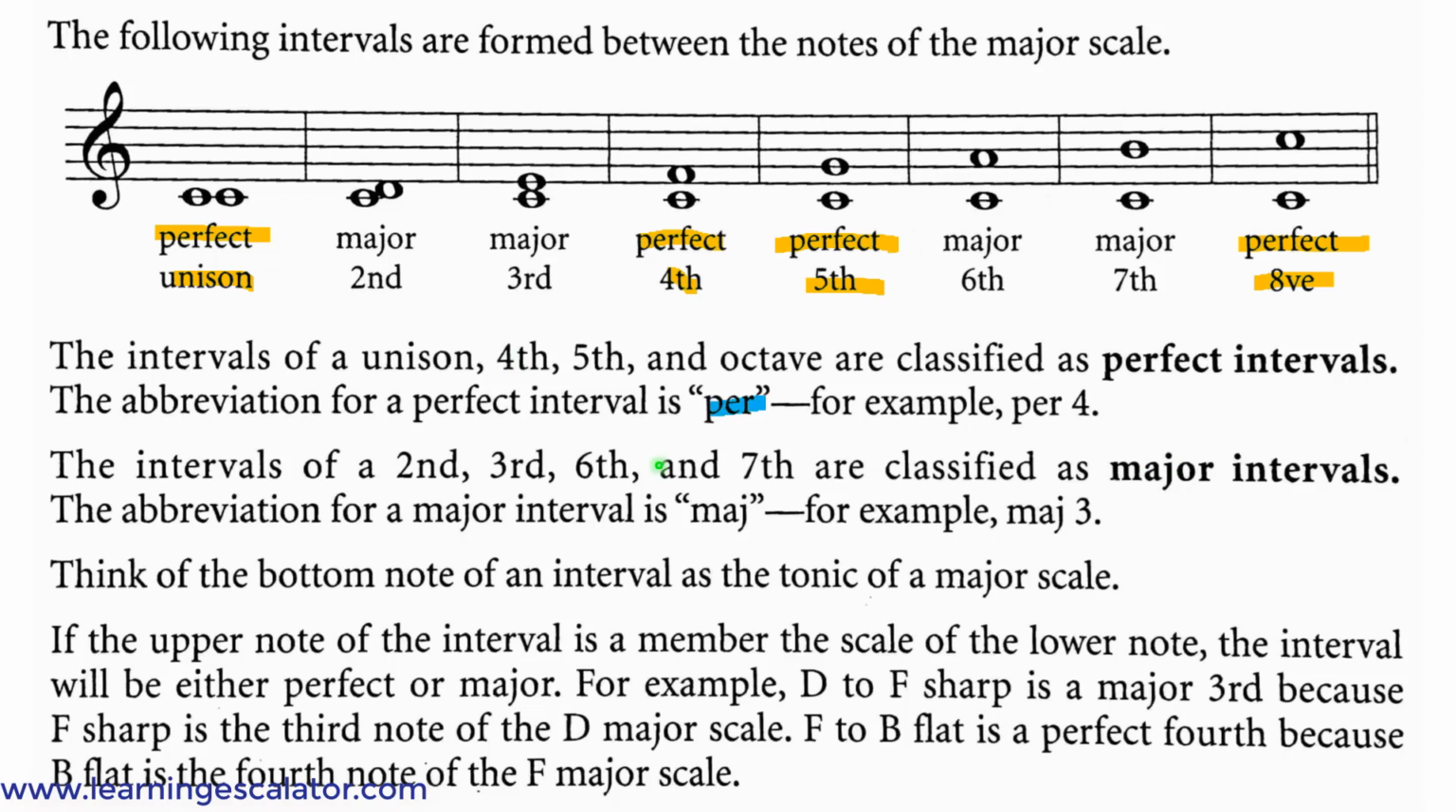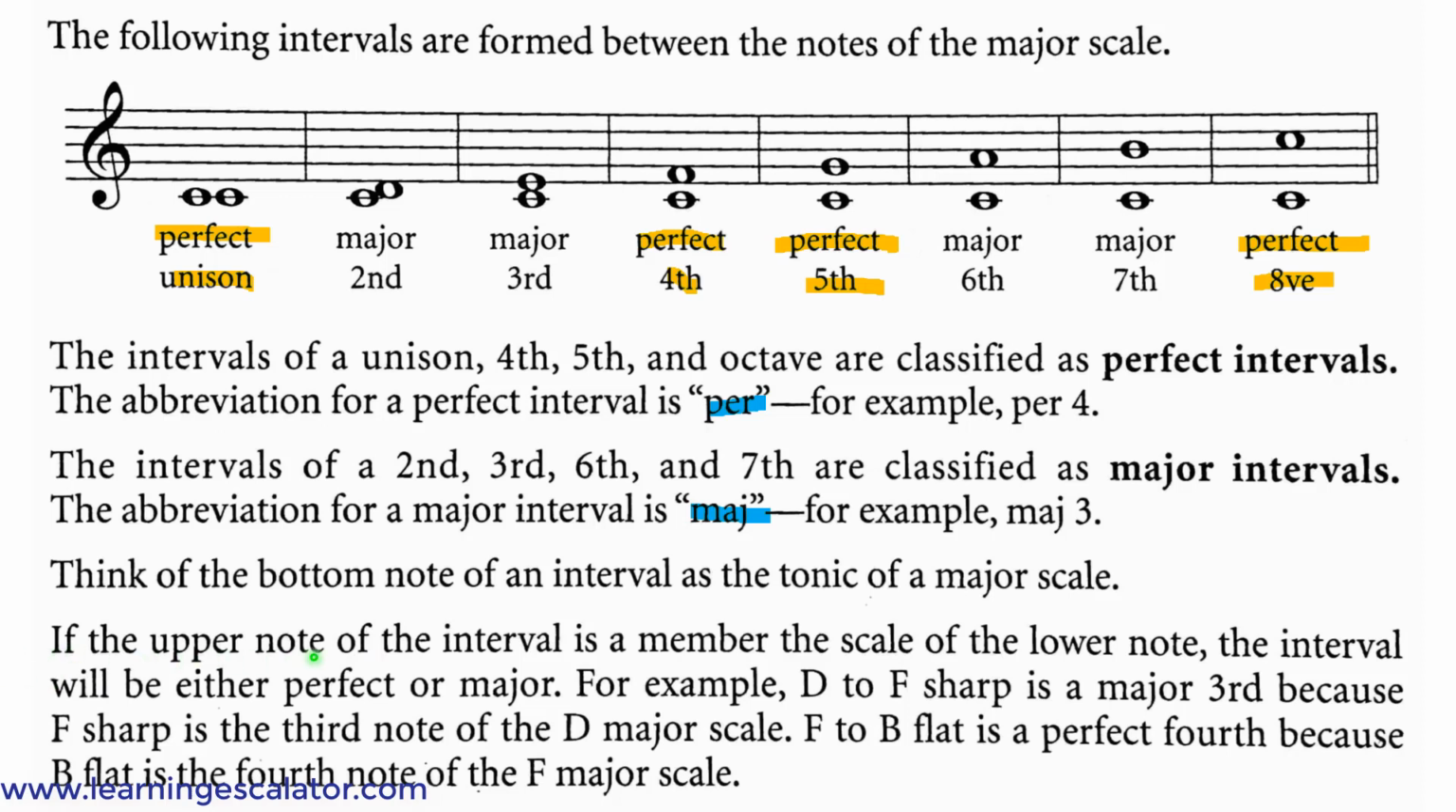The intervals of a second, third, sixth, and seventh are classified as major intervals. So second, third, sixth, and seventh. The abbreviation for a major interval is MAJ. For example, major third written like this. Think of the bottom note of an interval as the tonic for a major scale, so C, C, C, and C on the bottom for all of them.